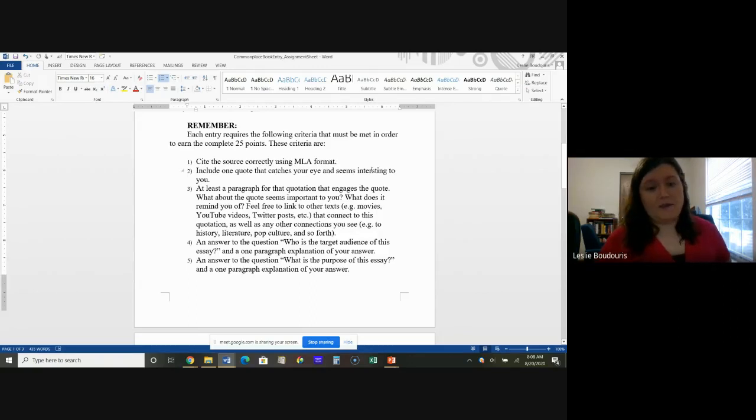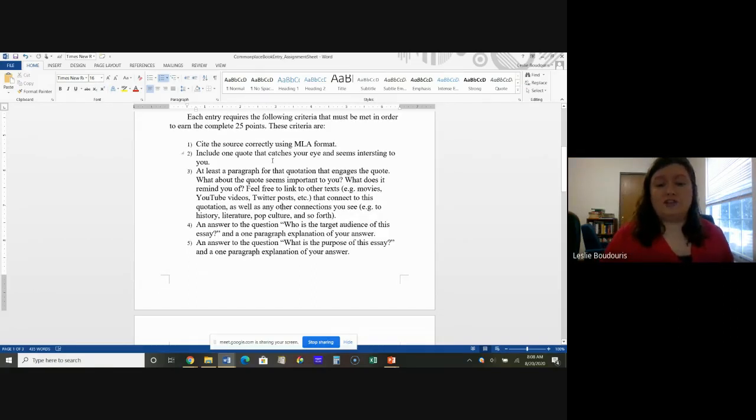Then you're going to include one quote that catches your eye and seems interesting to you. This would be anything that stands out. It doesn't have to be the first sentence necessarily, but if the first sentence does catch your eye, you can do that. But do read it. Sometimes this might mean reading the whole essay or article and then coming back and finding a quote. This might mean finding different quotes as you go along. There are different strategies to finding it, but whatever pops out as really interesting to you.